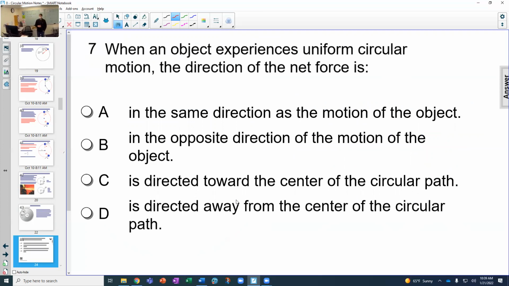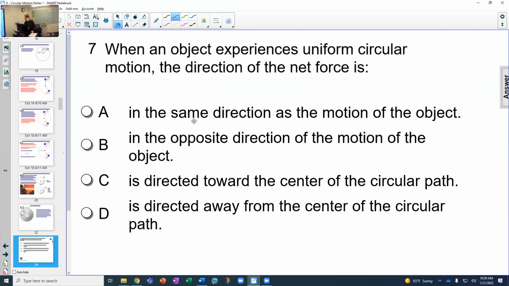When an object experiences uniform circular motion, the direction of the net force is A, in the same direction as the motion of the object, B, in the opposite direction of the motion of the object, C, directed toward the center of the circular path, or D, directed away from the center of the circular path. Which one is it? C. If it's uniform circular motion, that net force is the centripetal force pushing it back to the center.